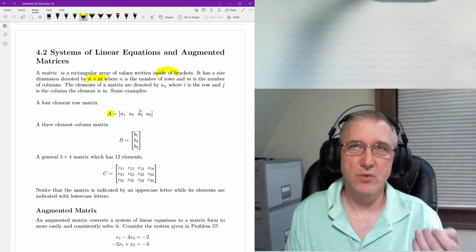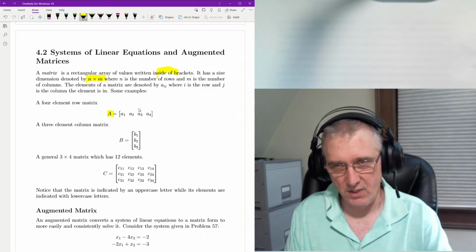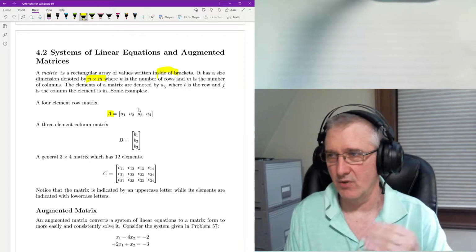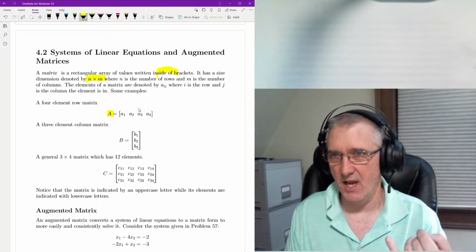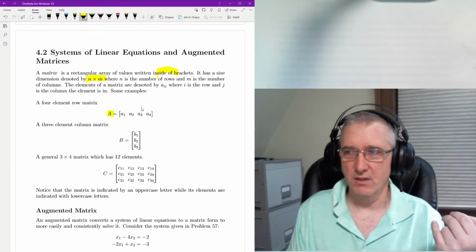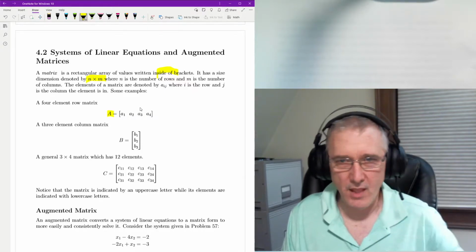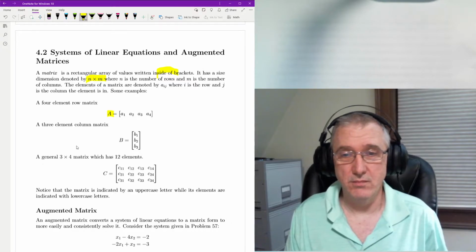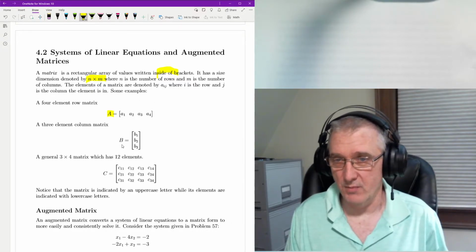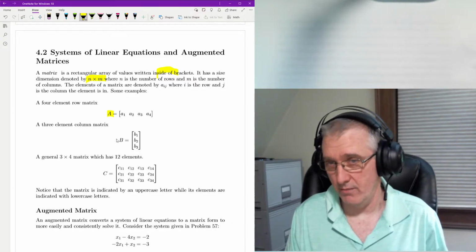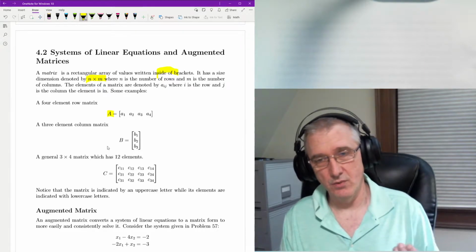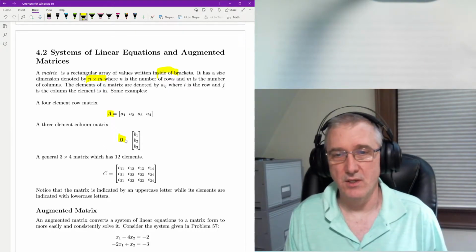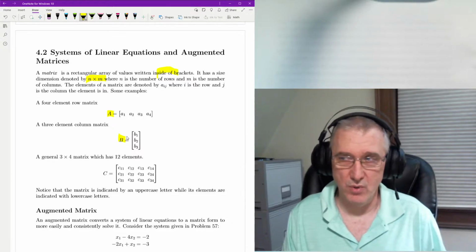When we're just dealing with one row or one column, we don't need to indicate a_ij. It can just be the i or the j. When we're talking about a 3-element column matrix, so this is a single column, there's 3 elements, it's a 3 by 1. 3 rows, 1 column. So that'd be B equals b1, b2, b3.